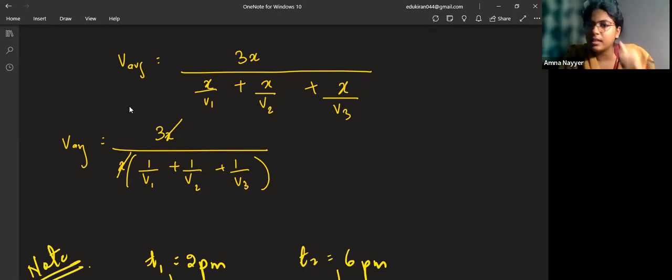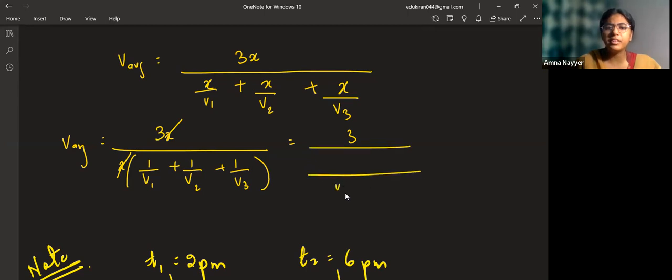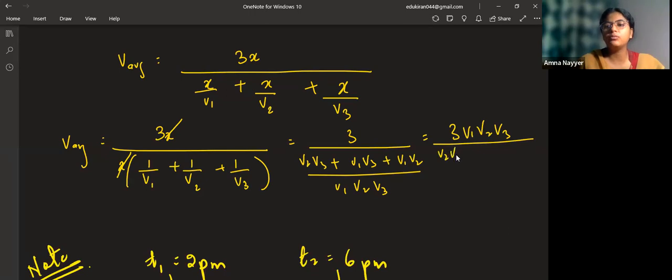And now see in your answer, the number 3 is left, and V1, V2, V3, all the 3 variables are given, which are already mentioned in the question. Now see, this is your answer. Or what you can do to further simplify it, or if you want to solve it further, you can take their LCM. LCM will become V1, V2, V3, right? And this will become V2 into V3 plus V1 into V3 plus V1 into V2. So this becomes 3V1, V2, V3 divided by V2, V3 plus V1, V3 plus V1, V2. This is the further simplification of it.